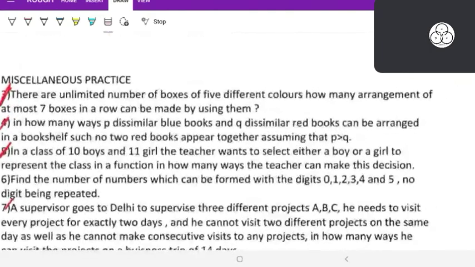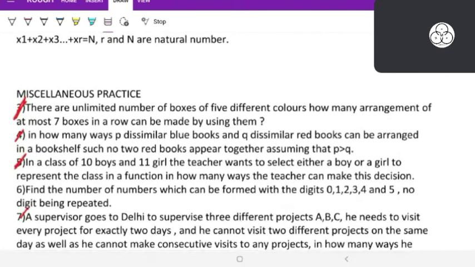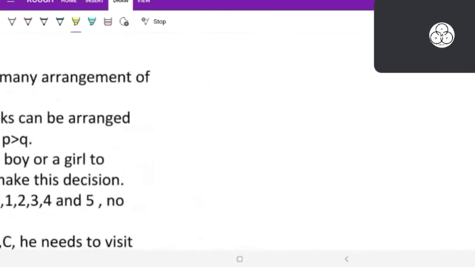Now, this is again an easy question. In how many ways can P dissimilar blue books and Q dissimilar red books be arranged in a bookshelf such that no 2 red books appear together, assuming that P is greater than Q? This is again a question of the gap method. As I said, whenever we see the statement no 2 are together, that means this is a question of the gap method. And this is also given, P greater than Q.